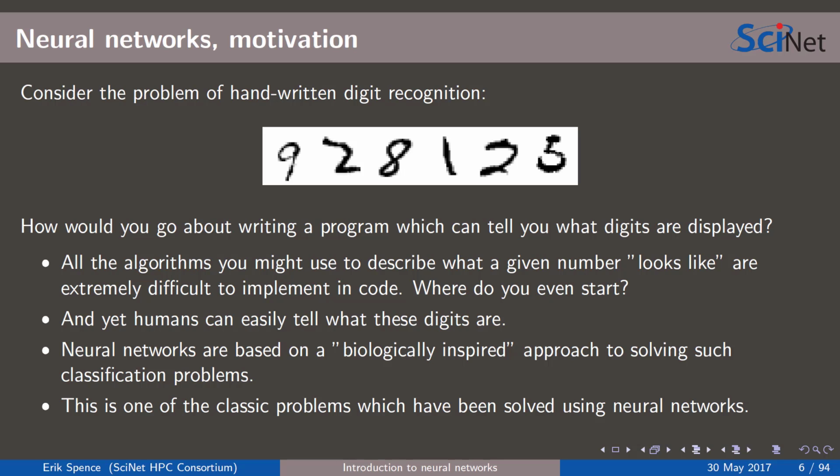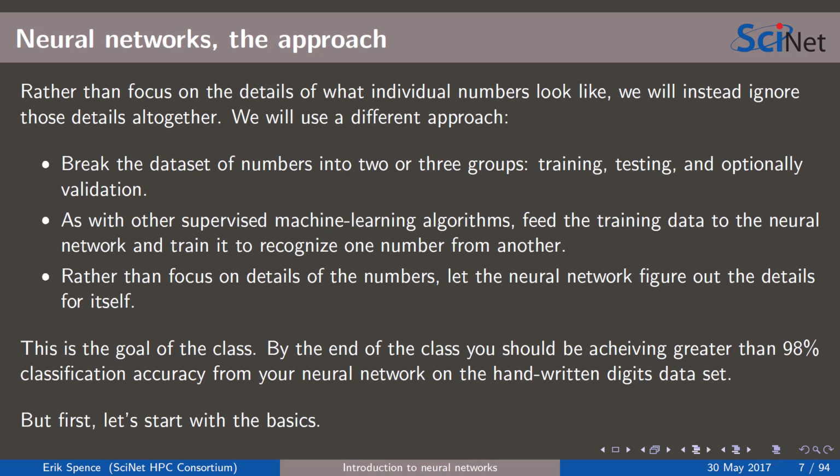Okay? As Wikipedia said, the neural networks are based on this sort of biologically inspired approach to solving classification problems, and this is one of the problems. Today's class is going to be not focusing totally, but the goal is for you guys to be able to deal with this data set and classify handwritten digits. Okay? So we'll be doing image recognition. That will be the main goal of today's class.